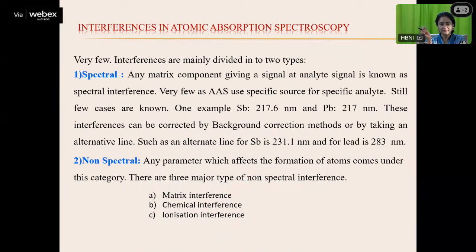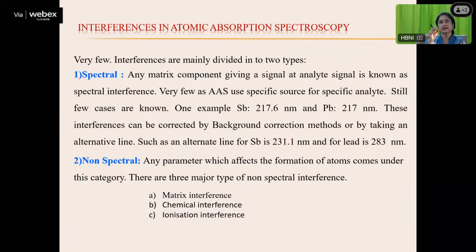Now let us see what are the various interferences possible in atomic absorption spectrometry. Very few interferences are there, mainly divided into two types, spectral and non-spectral. Any matrix component giving a signal at an allied signal is known as spectral interference. Very few, as AAS uses a specific source for a specific analyte. As I have told you, for iron, you are going to use an iron hollow cathode lamp, and therefore the spectral interference is very low.